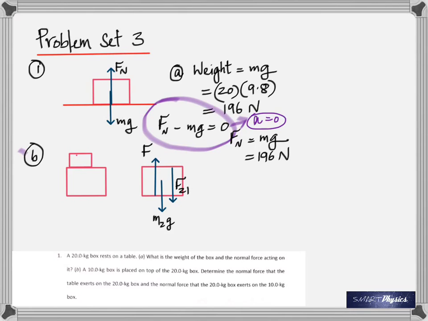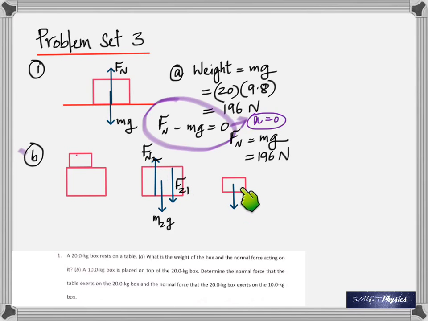Now, how do you read that? That is the force on 2 due to 1. Force on 2, that's the 20 kilogram, right? Force on the 20 due to the 10. All right, so that's how we label it, and that is the normal force on 2, Fn2.